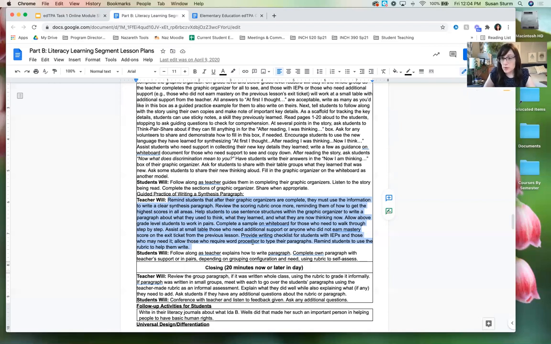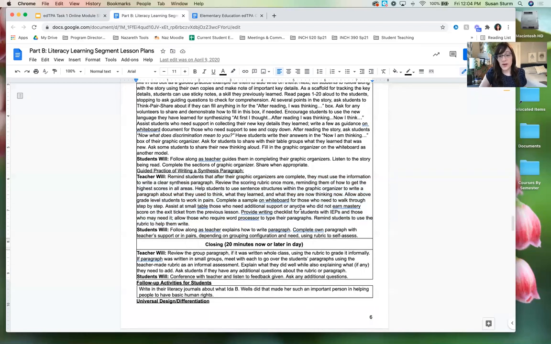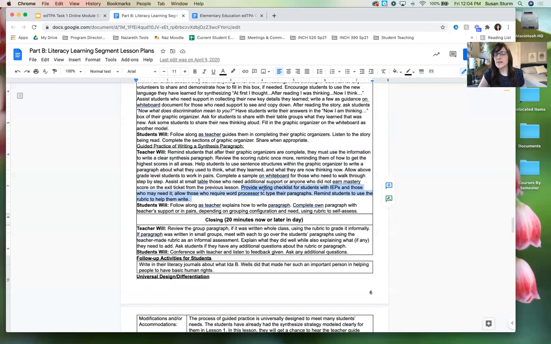Some are allowed to word process. That's going right back to her context for learning and the needs for her students. So you can see how she's sort of written in universally designed good practices along with the modifications and accommodations. So it would be super clear for a substitute how a student with an IEP is getting accommodations in this lesson, how a student who has a bit more need for writing or an IEP modification to word process, it's right embedded in the lesson plan for this.